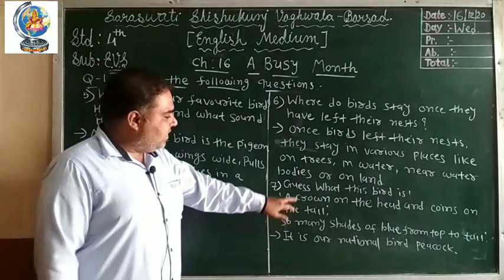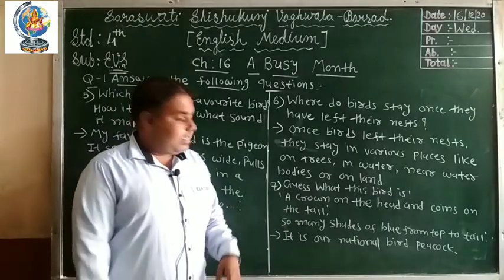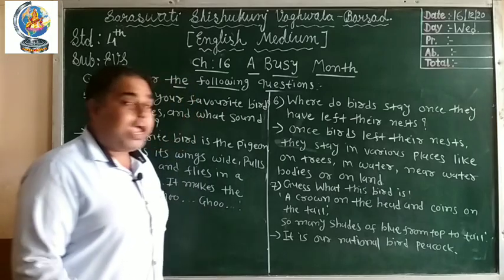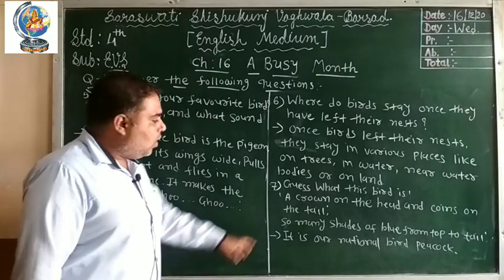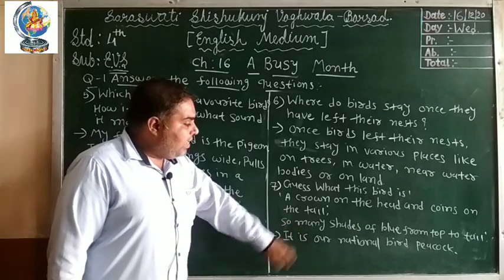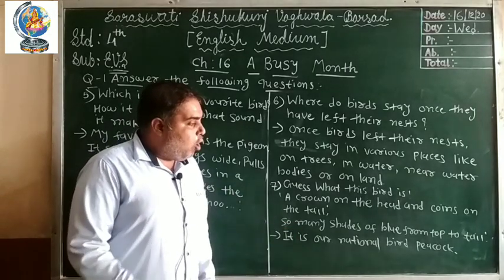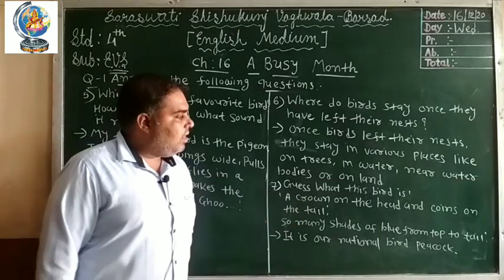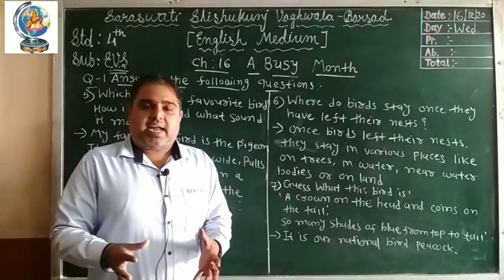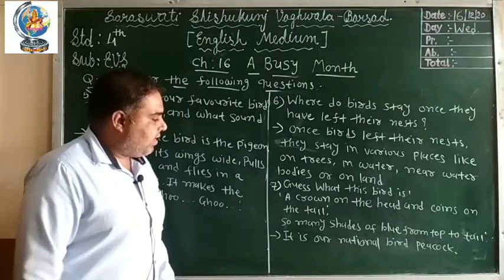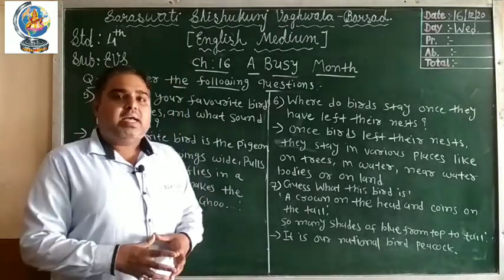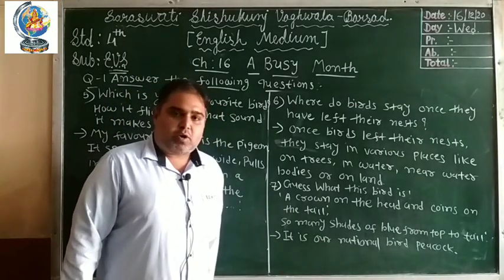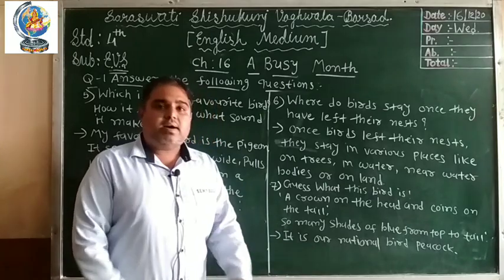Students, the next question is: guess what this bird is. A clue is given: a crown on the head and coins on the tail, with many shades of blue from the top of the tail. Because on this bird's head there is a crown, and on its tail you can see a lot of blue color. There is also one hint given, that this bird is our national bird. So the answer is peacock. It is our national bird, the peacock.